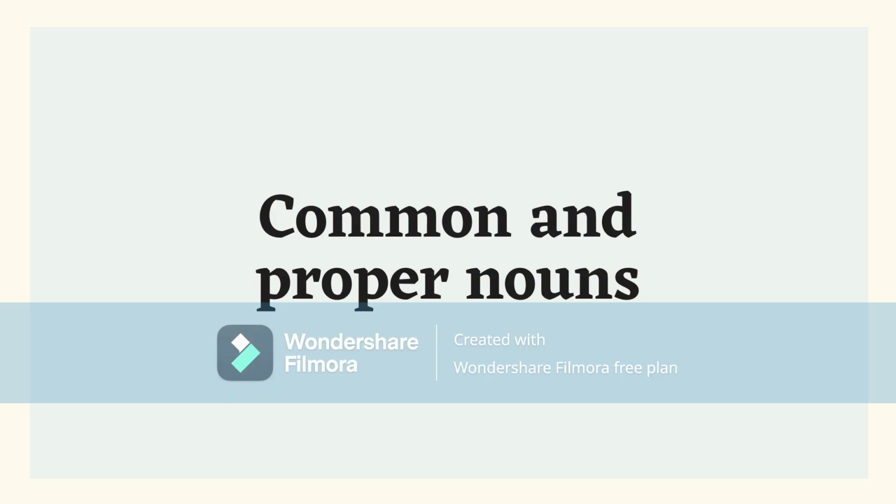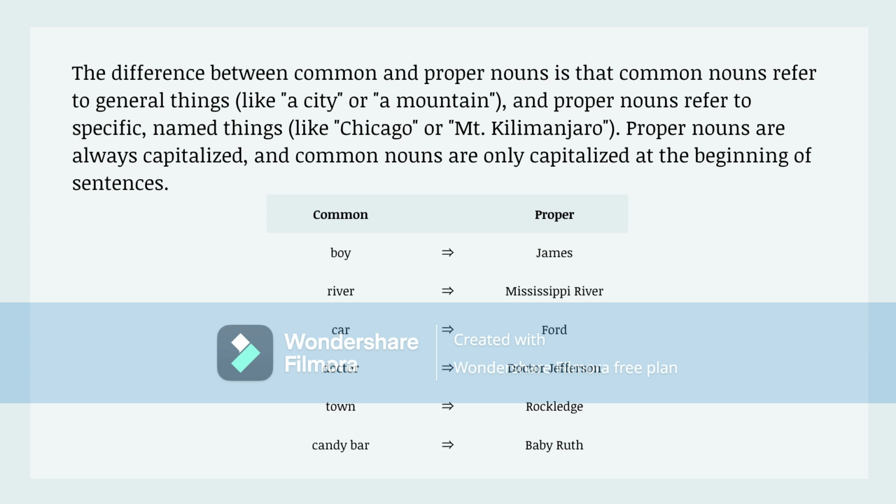Common and proper nouns. The difference between common and proper nouns is that common nouns refer to a general thing, and proper nouns refer to specific named things. Proper nouns are always capitalized, and common nouns are only capitalized at the beginning of a sentence. For example, a common noun is a boy, and a proper noun is James. A common noun is a river, and a proper name is Mississippi River.